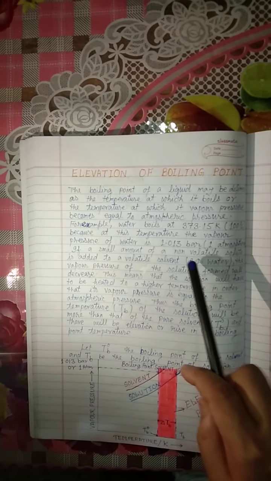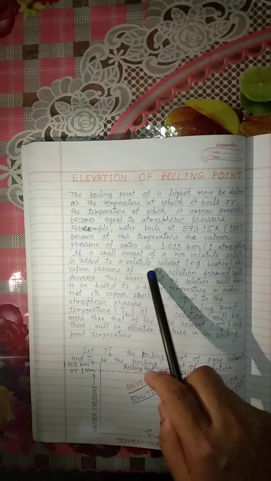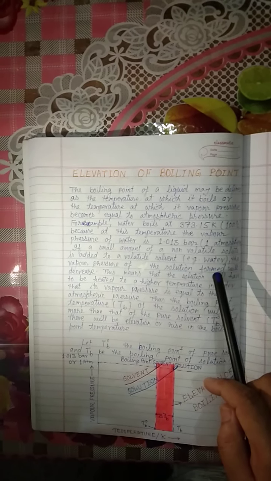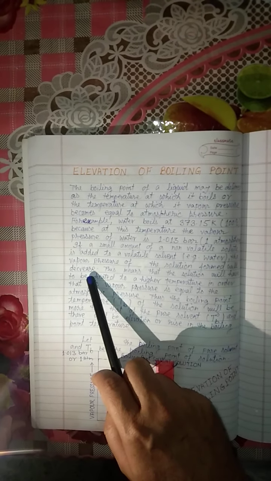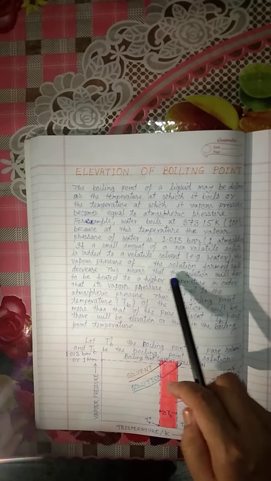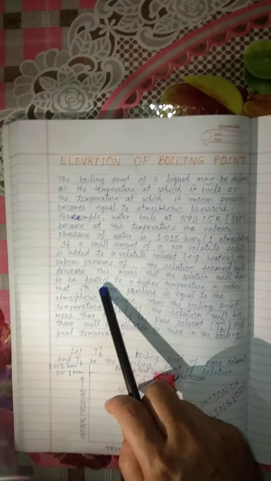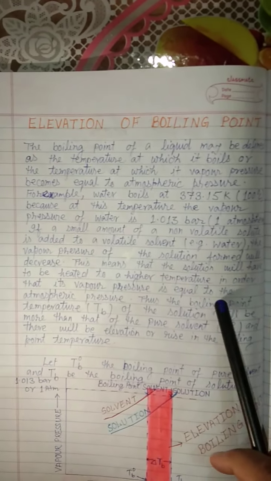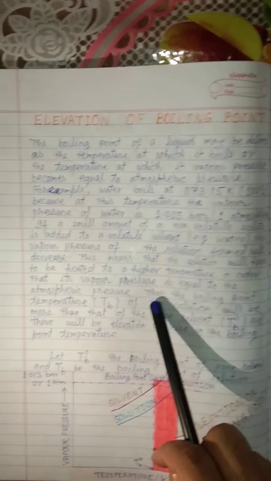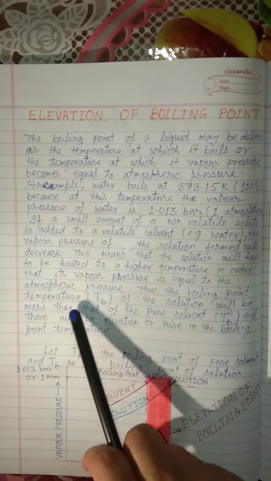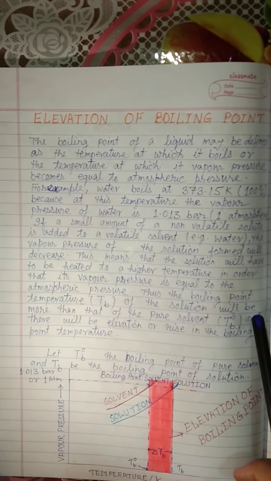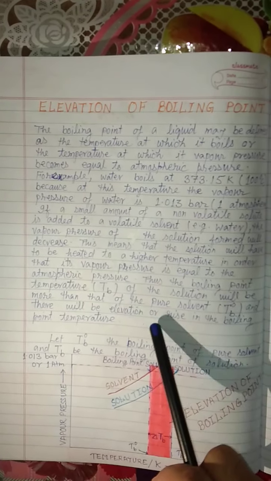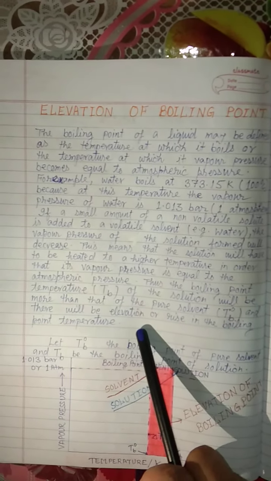If a small amount of a non-volatile solute is added to a volatile solvent, for example water, the vapor pressure of the solution formed will decrease. This means that the solution will have to be heated to a higher temperature in order that its vapor pressure is equal to the atmospheric pressure. Thus, the boiling point temperature Tb of the solution will be more than that of the pure solvent T0, and there will be elevation or rise in boiling point temperature.